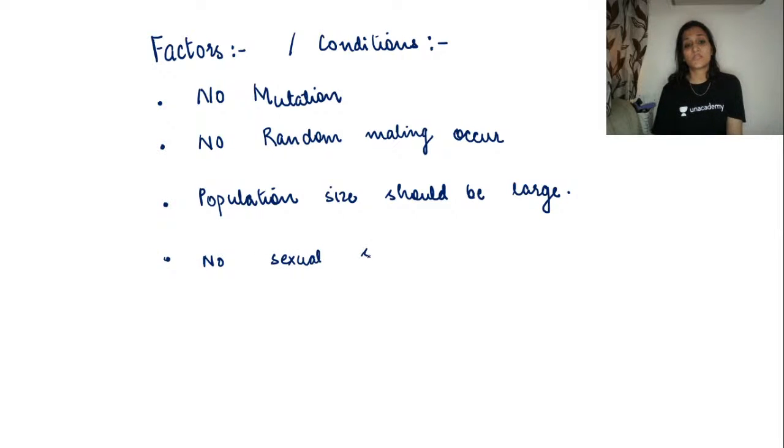No sexual selection should occur. So it's not maintained or followed by any population. So this is not a very true condition. This is not maintained or followed by any population. Populations have this kind of thing that mutation will occur, random mating is going to occur, all these things.